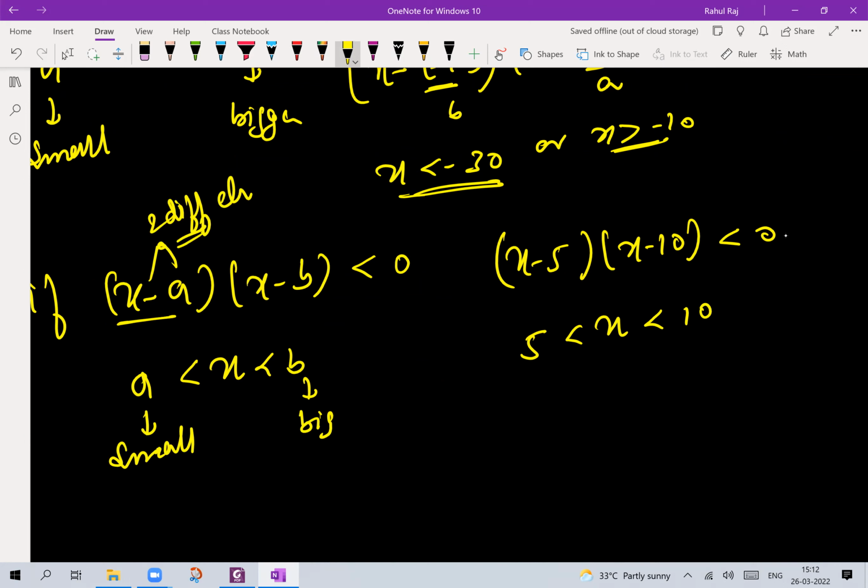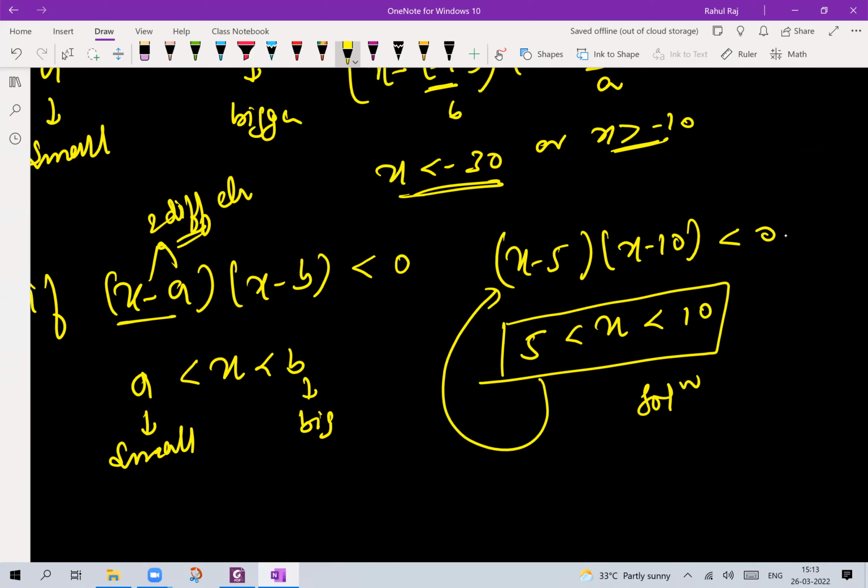So when I say (x minus 5) into (x minus 10) less than 0, x lies between 5 and 10. So this is nothing but a solution. This is no formula at all. You put any value over here and check. Imagine between 5 and 10, what is the value you can take?